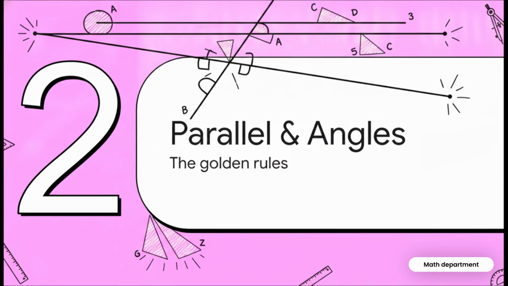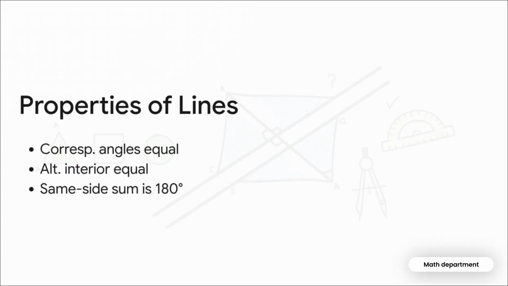Moving right along to section 2, parallel lines and angles. The really crucial thing to know is that when those two lines are perfectly parallel, meaning they will never ever touch, these 4 golden rules instantly come into play. Your corresponding angles, perfectly equal. Your alternating interior angles, that Z shape, also equal. Alternating exterior angles, equal too.